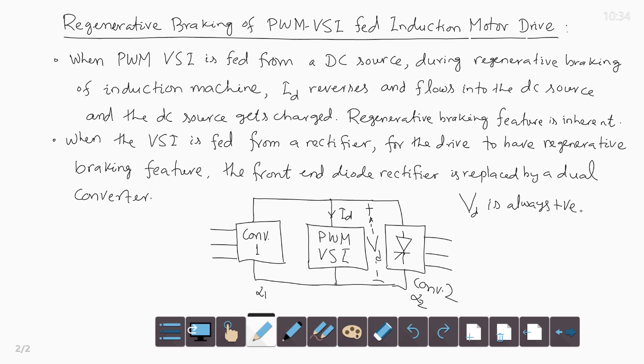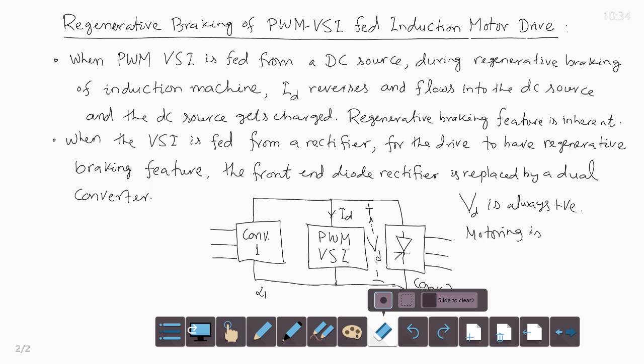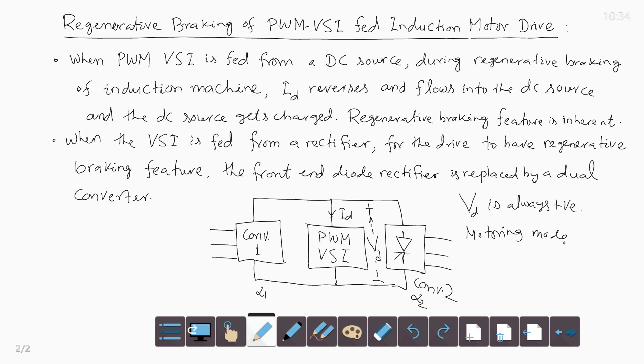So, when the induction machine operates as a motor, power flows from the source to the machine. So, ID is positive, motoring mode. For motoring mode, ID is positive. As ID is positive, converter 1 operates in the rectification mode and carries positive ID.